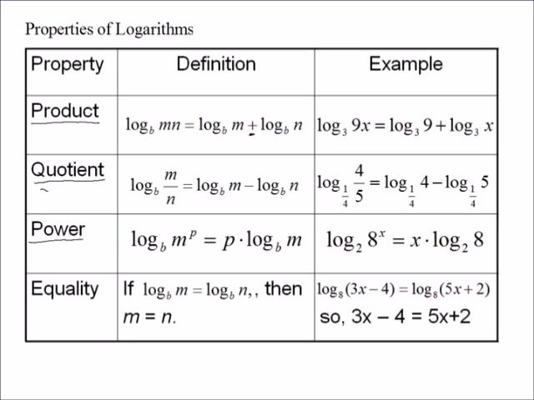And equality, if they have the same base and they're equal to each other, then the arguments become the same. So something like this. My bases are the same, so my arguments are going to be the same, so I can put an equal sign in front of them. Let's go ahead. Using this chart, we're going to do some problems.